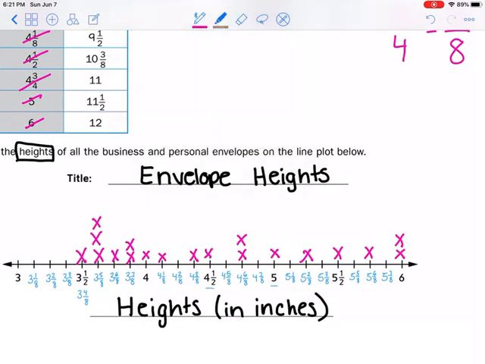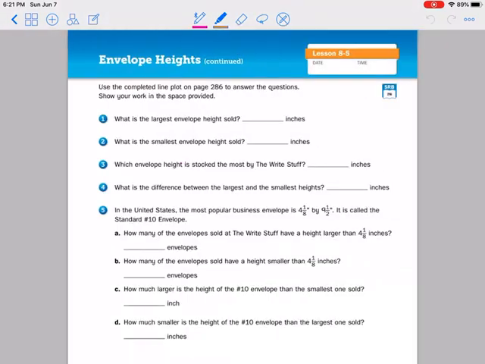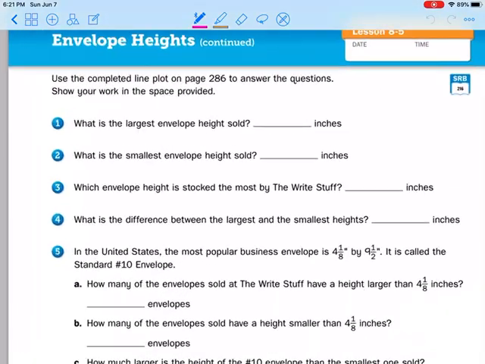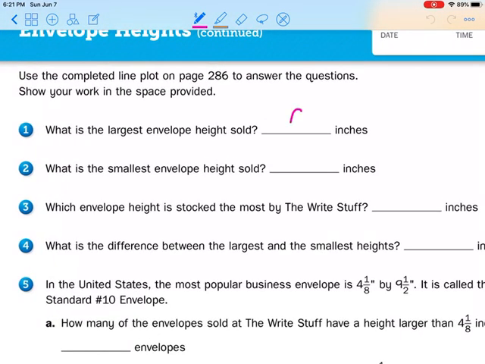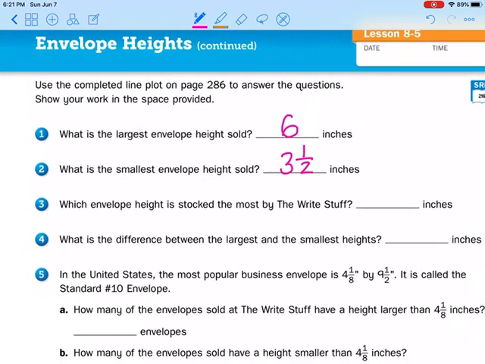And the largest envelope that they sell is 6 inches. And the smallest they sell is 3 inches, but the smallest one that was sold is 3.5 inches. Okay, so I'm going to fill in what is the largest envelope sold. It was 6 inches. And the smallest envelope height sold was 3.5 inches.